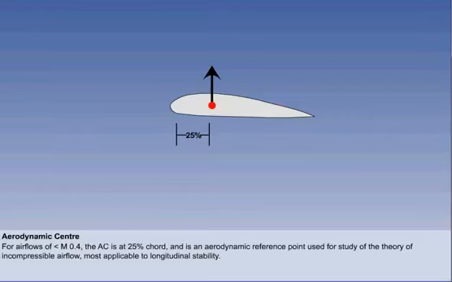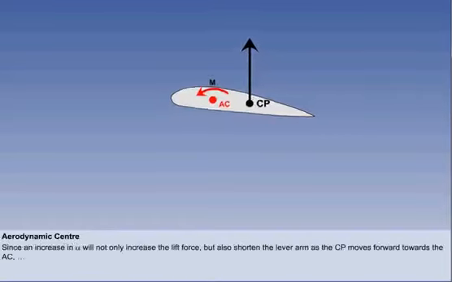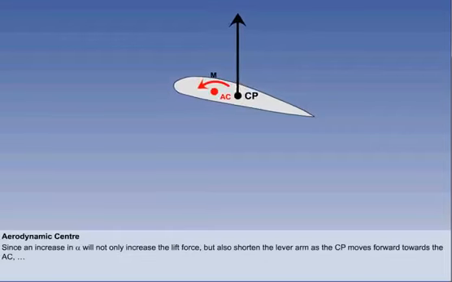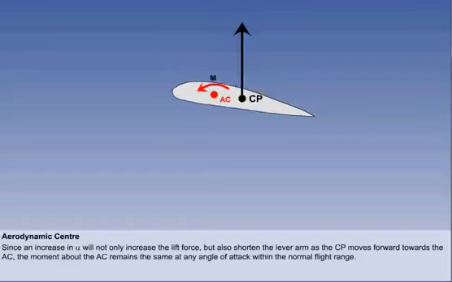The AC is an aerodynamic reference point, which is used for examination of the theory of incompressible airflow, and is most directly applicable to longitudinal stability, as you will see later in the syllabus. There is a nose-down pitching moment about the AC, which is a product of the lift force at the CP and the arm between the CP and the AC. Since an increase in alpha will not only increase the lift force, but also shorten the lever arm as the CP moves forward towards the AC, the moment about the AC remains the same at any angle of attack within the normal flight range.